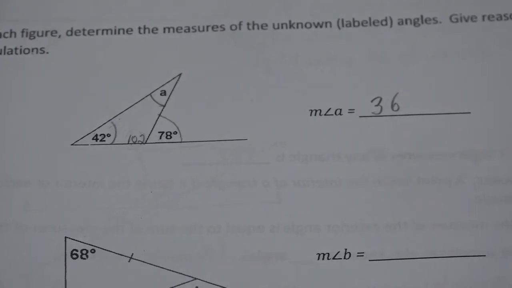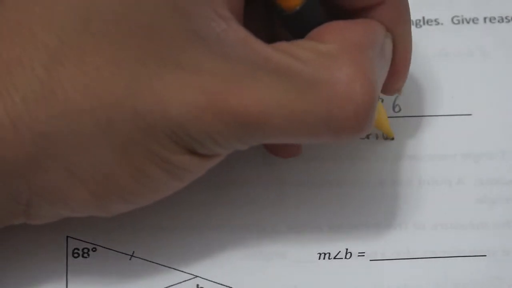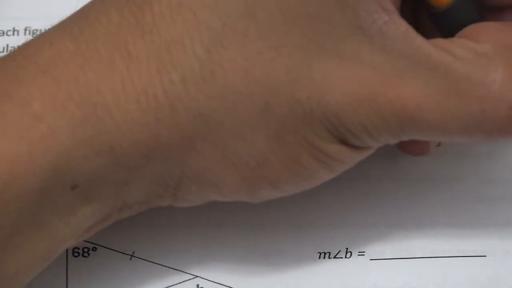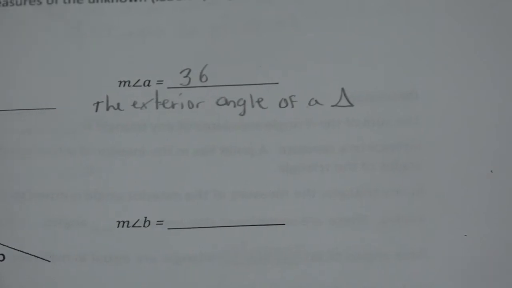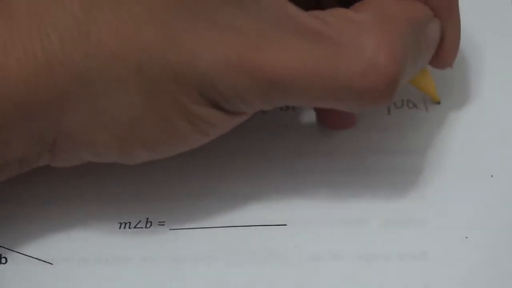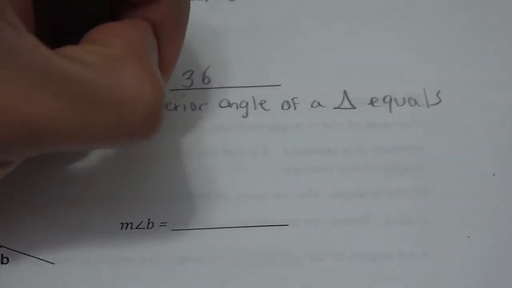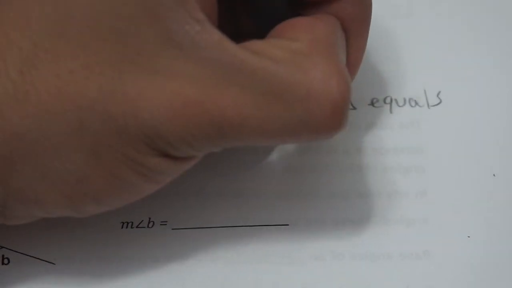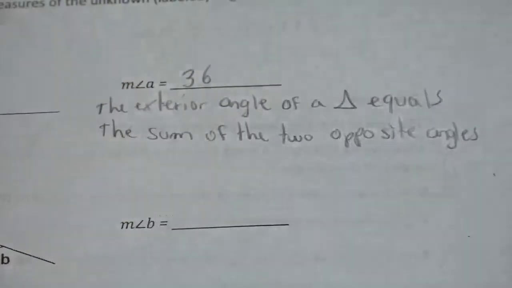All right, so what reason am I gonna give? Easy. The exterior angle of a triangle. Okay, you write the word triangle. I'm just trying to write it short. The exterior angle of a triangle equals the sum of the two opposite angles. Okay.